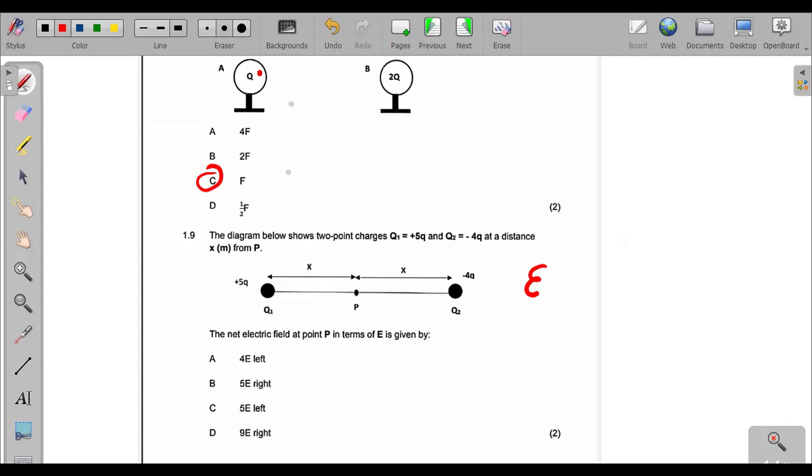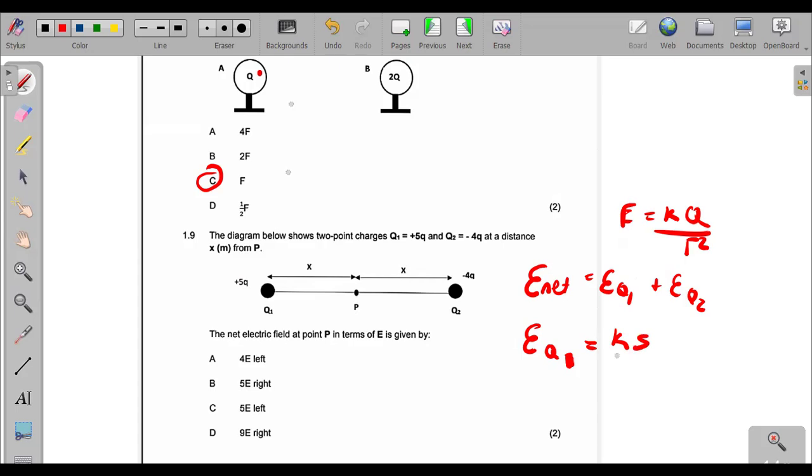E net, of course, in our case, is supposed to be equal to EQ1 plus EQ2, but considering that these are vectors. Okay, so retracing our steps to see how we are calculating EQ1. EQ1 obviously is equal to, since E is equal to KQ over R squared, K multiplied by 5Q over X squared, right? That's the distance we have there, right?